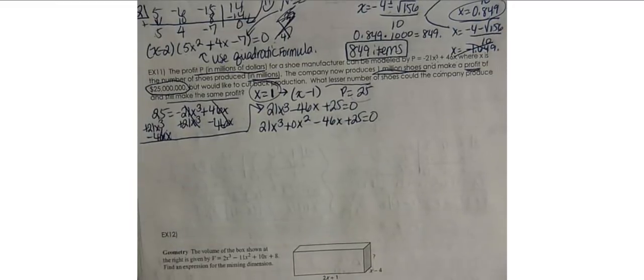I was given an x-intercept already, and I need to find other x-intercepts that would make sense for this problem. So I'm going to put in a 1 inside of that little box, and I'm going to write 21, 0, negative 46, and 25. I'm going to put a vertical line between negative 46 and 25 and use synthetic division. So I'm going to bring down the 21.